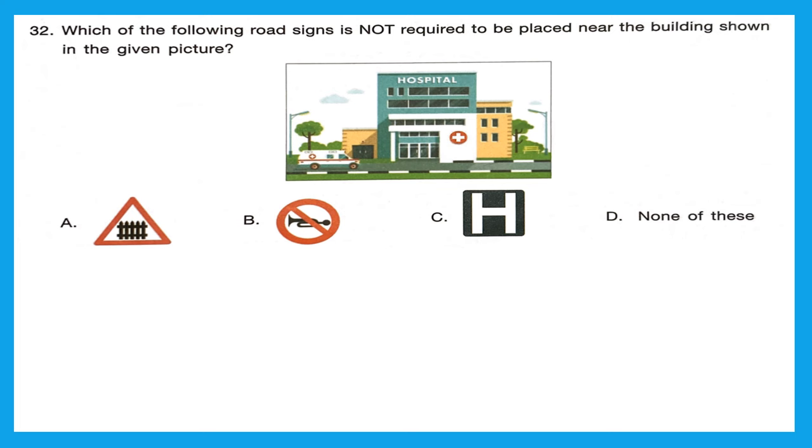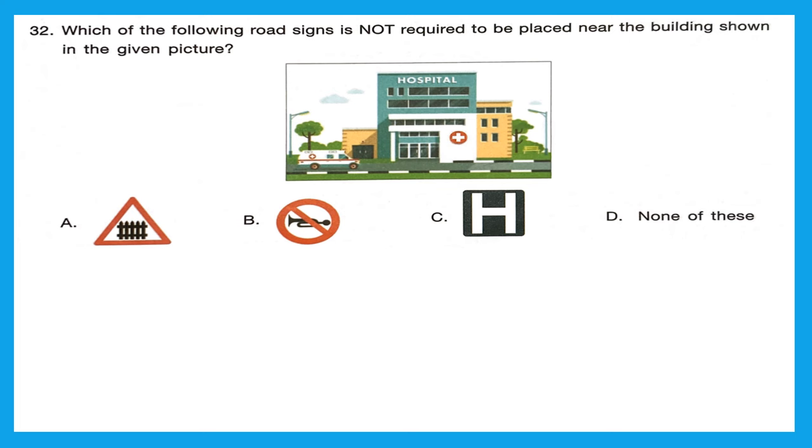Question 32. Which of the following road signs is not required to be placed near the building shown in the given picture? So let's recognize which building that is. It is a hospital. So near a hospital, what do you think? Out of these signs, which sign should we not put? A. Is it a railway track sign? B. Is it a no horn sign? C. Is it a hospital sign? Or D. None of these.